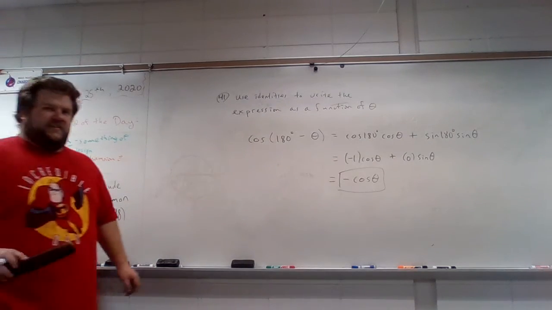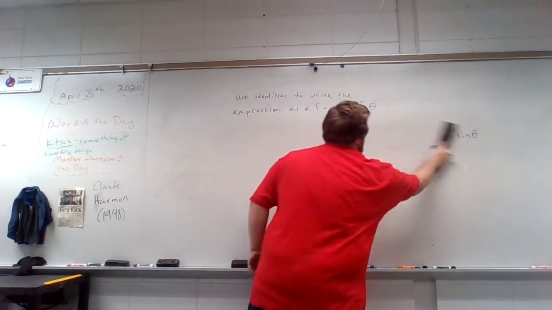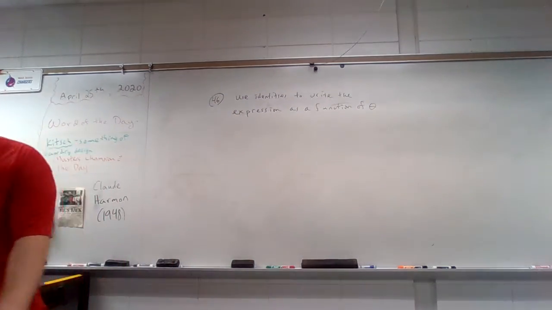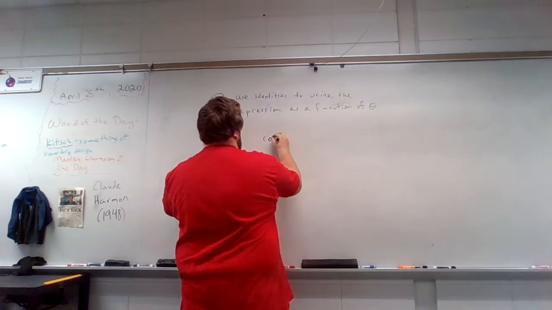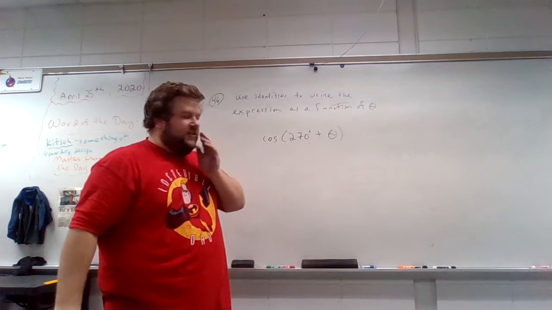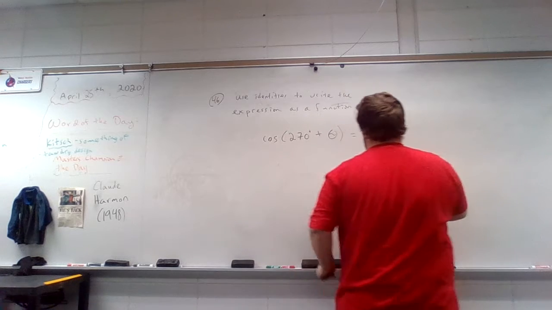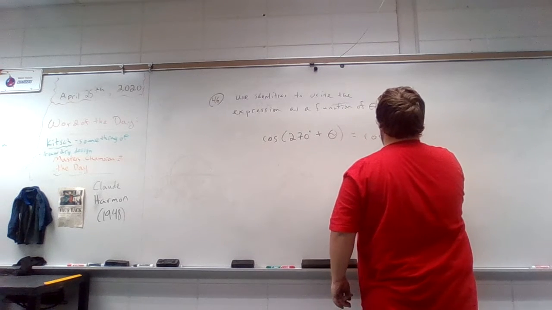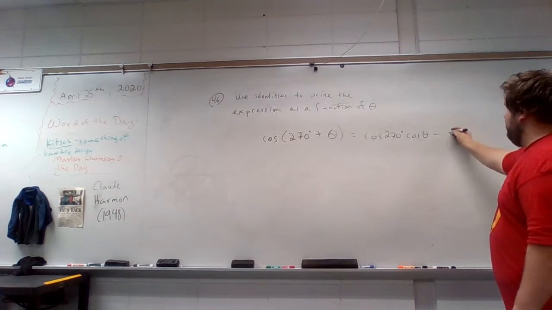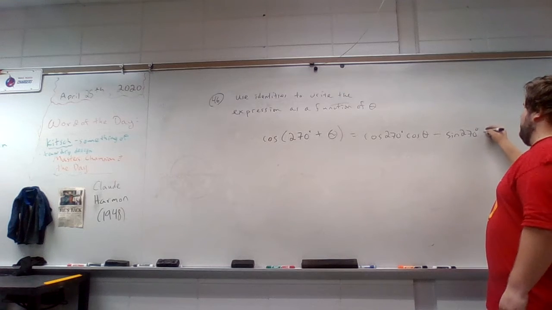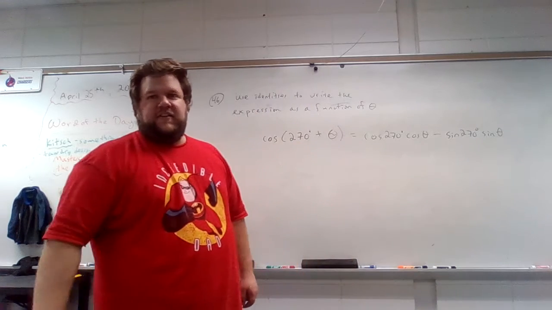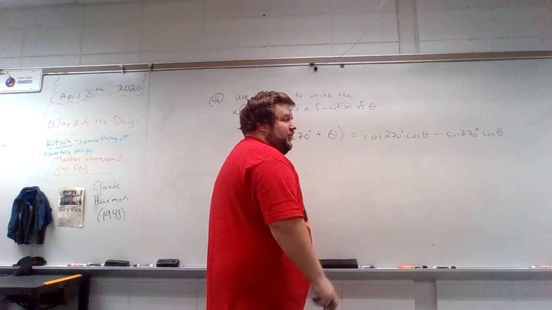Okay. Let's look at 46. This one, I'm going to mix it up. We got cosine of, say, 270 degrees plus theta. And they say to use our identity for the sum of cosine. So this is cosine of, say, 270, cosine of theta. The plus would become a minus, and this would be sine of 270 sine of theta. So by our identity. And then what's cosine of 270?